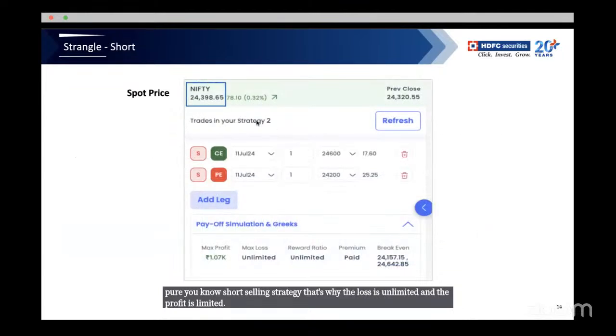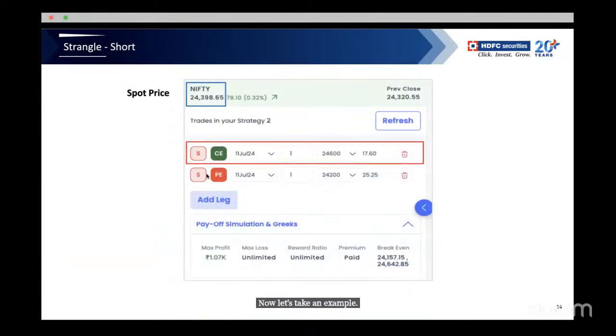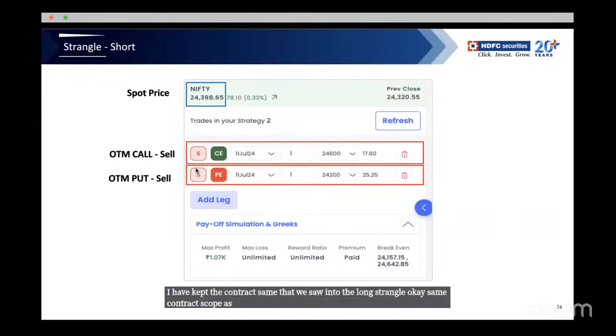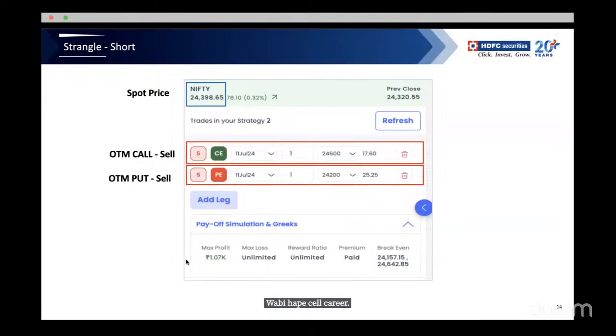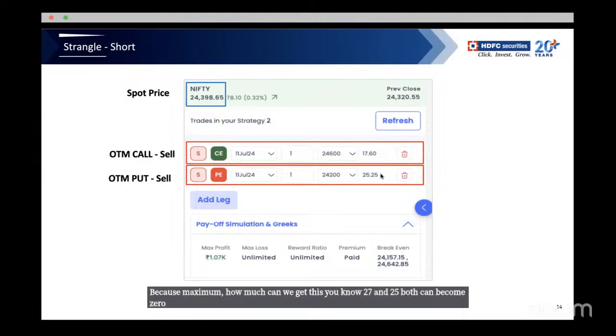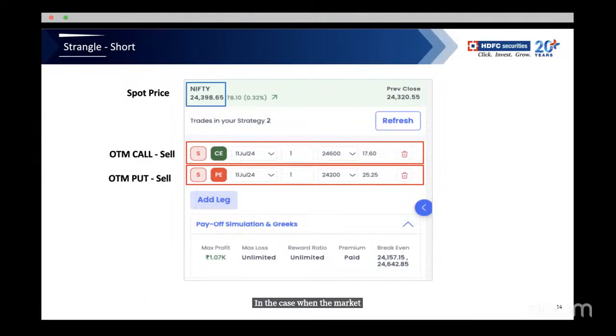Now let's take an example. I have kept the contracts same that we saw in the long strangle. Okay, the same contracts I have just sold here. Both contracts that were bought earlier are now sold here. So if you can see, now the max profit is 1000 and the max loss is unlimited. Okay, because maximum how much can we get? This 27 and 25 both can become zero in the case when the market does not move at all. It remains near 24,400. Okay, in that case we will get this maximum profit.